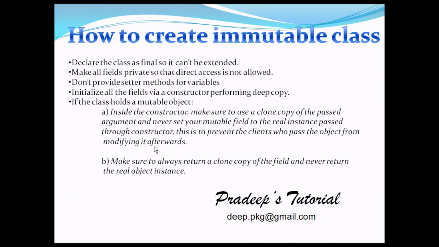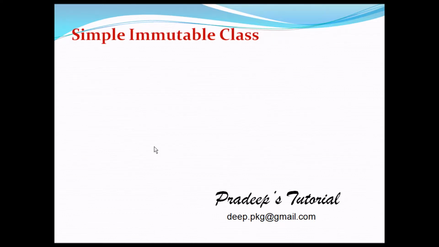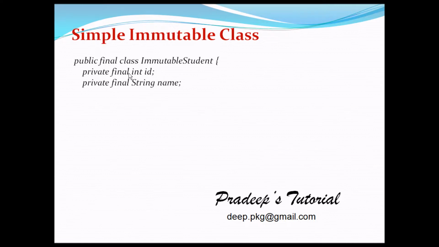And second thing, make sure to always return a clone copy of the field and never return the real object instance. So we'll see first without the mutable reference variable, then we'll see the mutable one. Let's see the simple example. I declare my class as final, and then I declare my variables private and final: int id and the name.